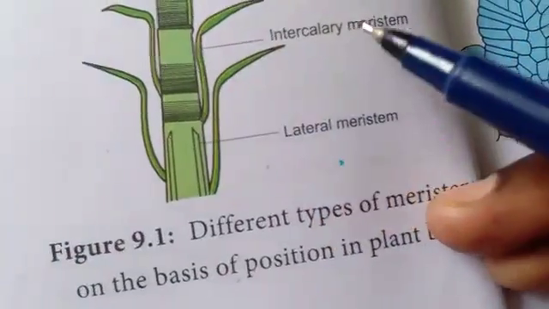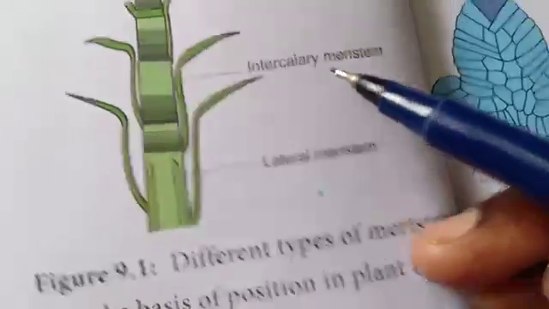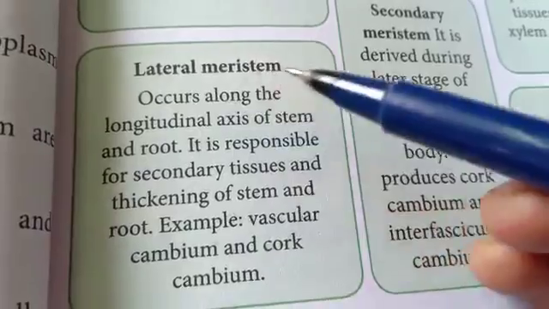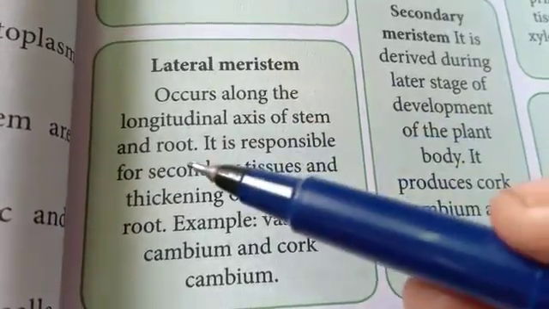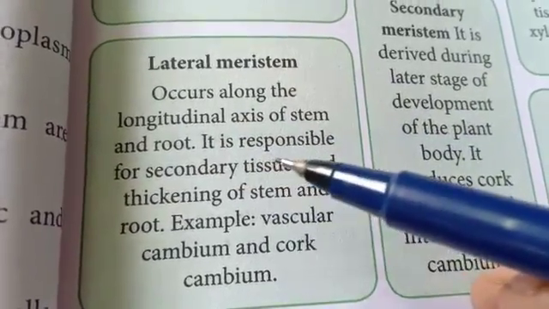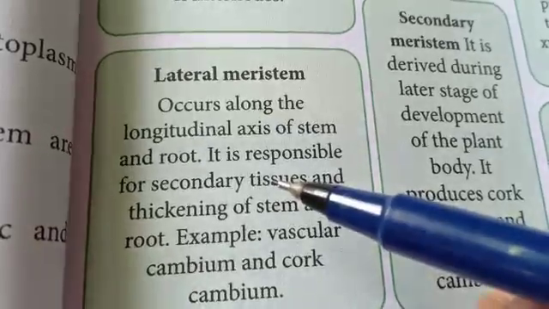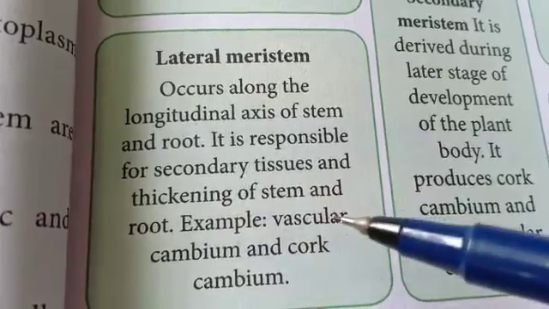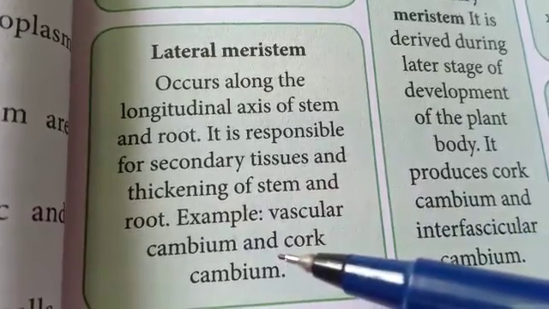The internodal distance is increased by the intercalary meristem. The third one is lateral meristem. It occurs along the longitudinal axis of the stem and root. It is responsible for the secondary tissue and thickening of the stem. An example is vascular cambium and cork cambium.